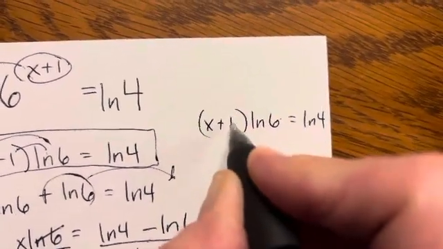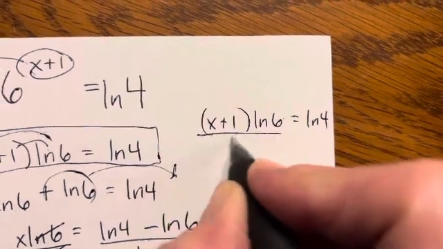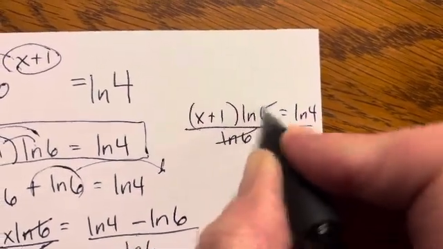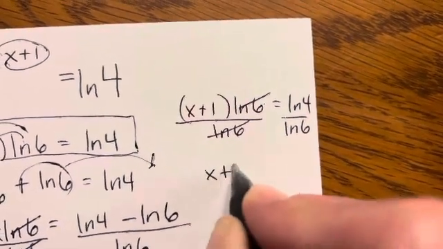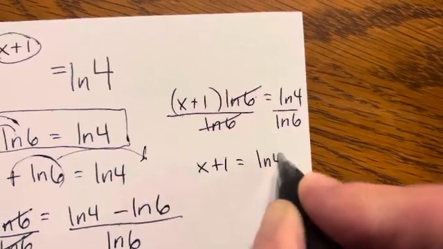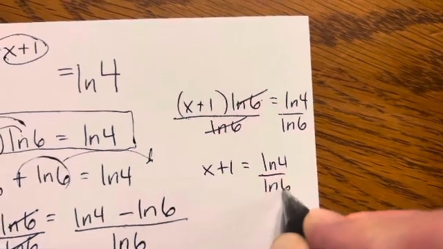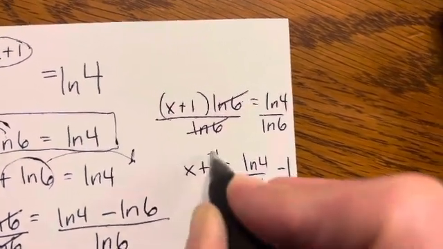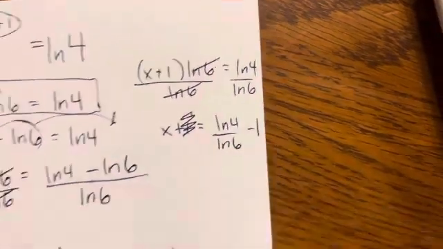This is x plus 1 times the natural log of 6. I could have divided both sides by the natural log of 6 immediately. So now I have x plus 1 equals the natural log of 4 over the natural log of 6. I want to get x by itself, so I'd subtract 1 from both sides. So I personally like this answer better.